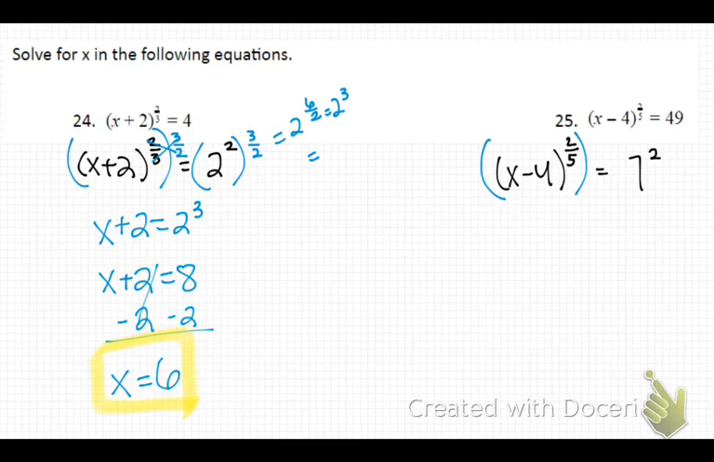What is going to be my reciprocal power? If it was 2/5, it becomes? Good. 5/2. Do we agree with that? No, we don't agree? Okay, so I have x minus 4 equals 7 to the 5th power. Do you know what that is? No, me neither. It's a gigantic number. It's 7 times 7 times 7 times 7 times 7.